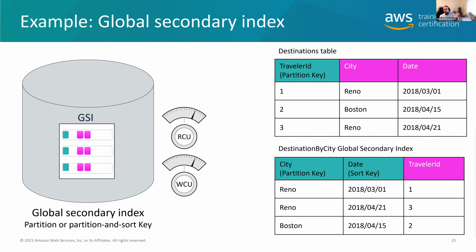It will only return, by the way, attributes that are projected into the index. So you don't have to create a global secondary index that has all of the attributes of the primary table. You get to pick and choose what you want to put in the global secondary index.